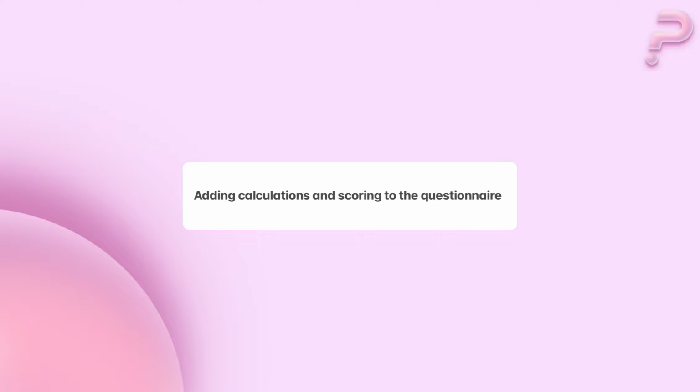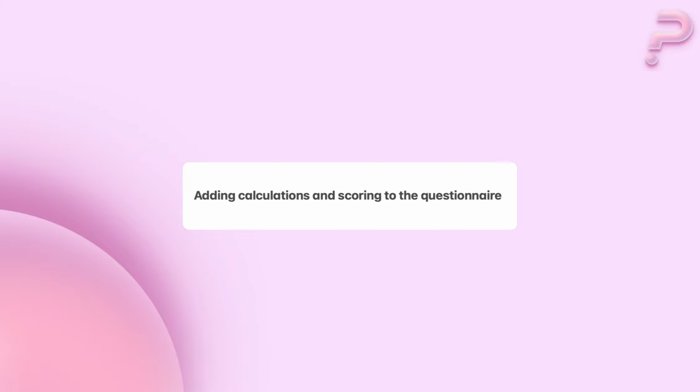Let's say you've built an online order form for your store using Porsline. Each product has a different price, and the customer selects an item and enters the quantity they need. Based on this, the form should automatically calculate the total amount and send the customer to a payment gateway.